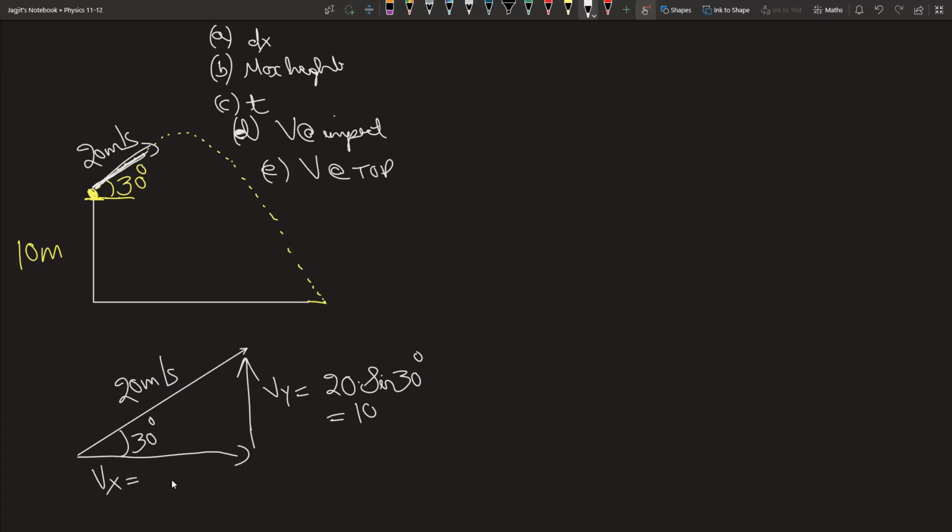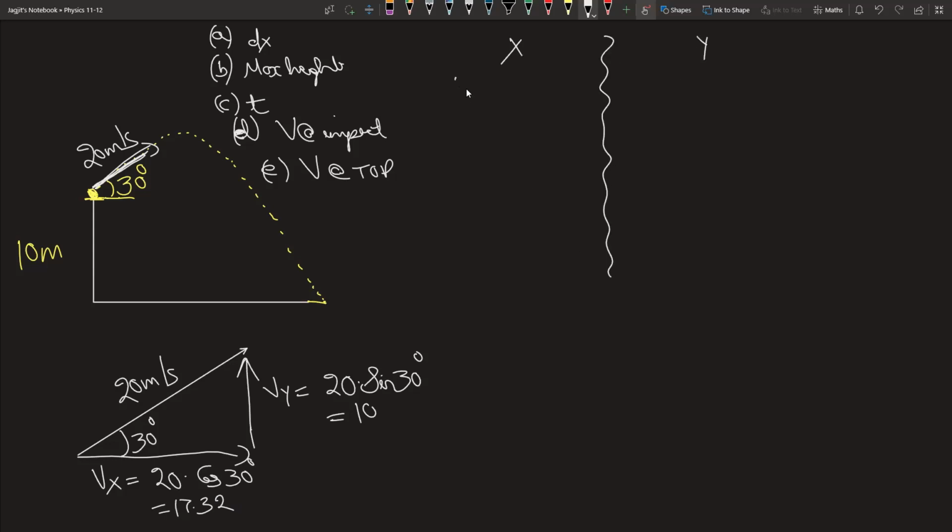Then we're going to find velocity's x component, which is going to be 20 times... This is adjacent, so A and H, cos. 20 times cos 30. Can you guys punch it in? 20 times cos 30. It should be 17.32. Do you guys agree? Yeah.